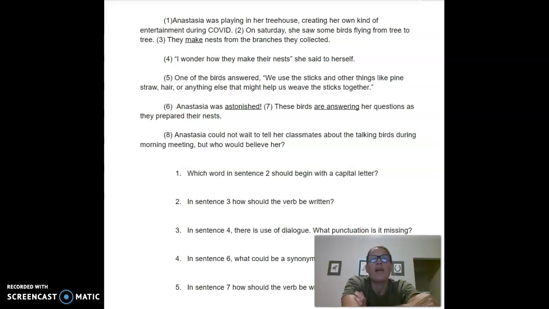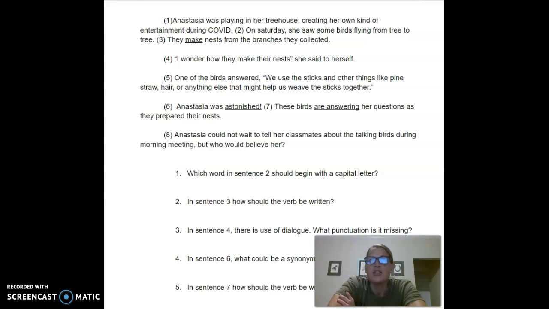I've got a paragraph here that I've written, and I used Anastasia as my subject. And then I've got some questions that go with the things that you see underlined or numbered, just like how you have in your unit assessment. It says Anastasia was playing in her treehouse, creating her own kind of entertainment during COVID. Also, as I'm reading, so I'm going to read through it first, I would love for you to jot down things that you see already off the top of your mind that are wrong before we even get to the questions, because it's better when you recognize it for yourself.